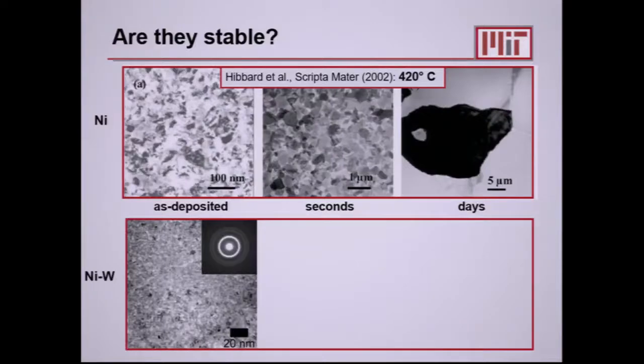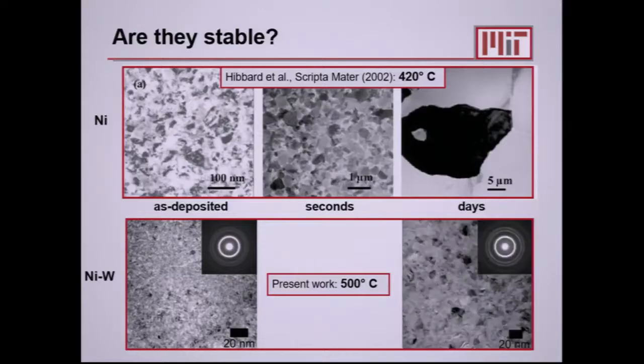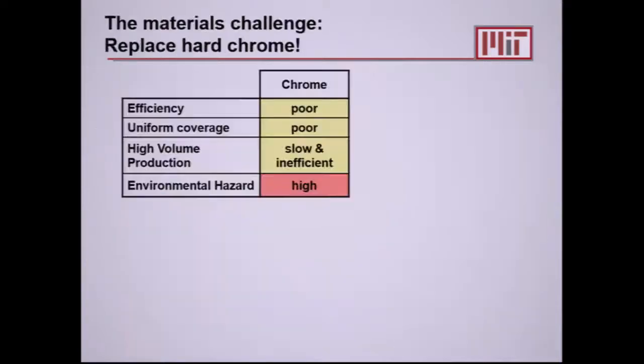If we run the same essential experiment now on nickel with tungsten in it, the grain size going in is about 12 nanometers. We can heat it to even a little higher than Hibbard, and we can heat it for days. And the grain size coming out is within experimental error of what went in. So for practical purposes, these things are remarkably stable. More on that tomorrow and the day following.